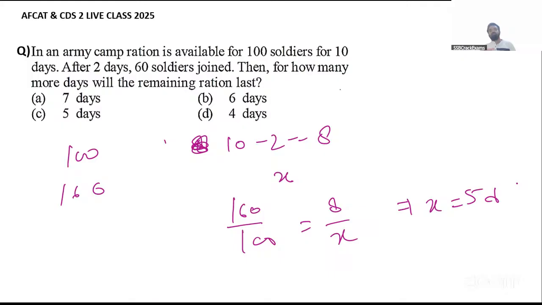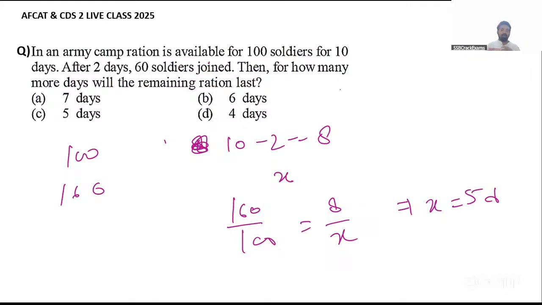So if you want to do things in seconds, then just forget about the concept. Okay, so let me explain. In an army camp, ration is available for 100 soldiers. So it means initially there were 100 soldiers. After 2 days, there are 160 soldiers. So for how many more days will the remaining ration last?